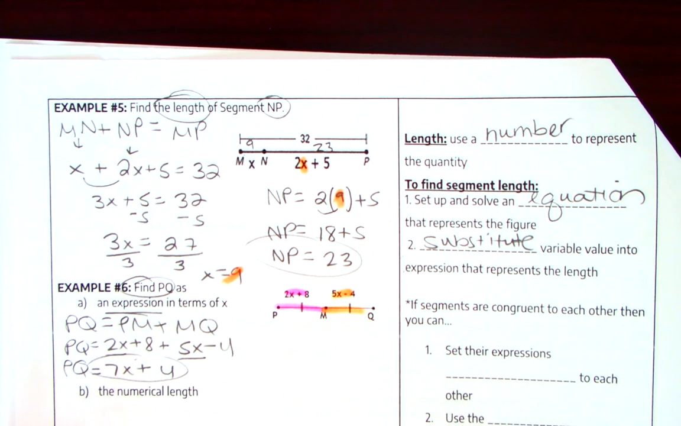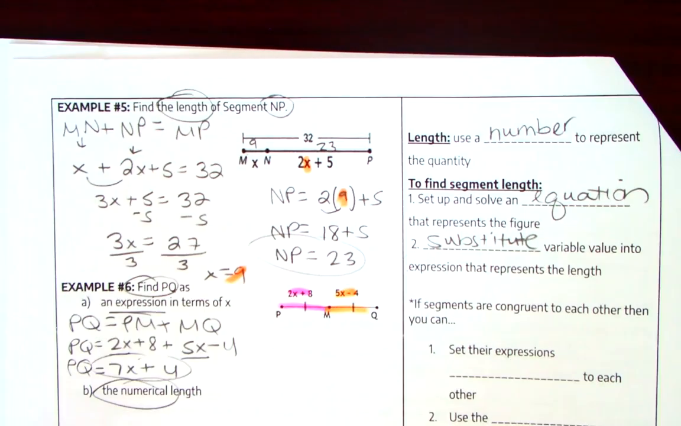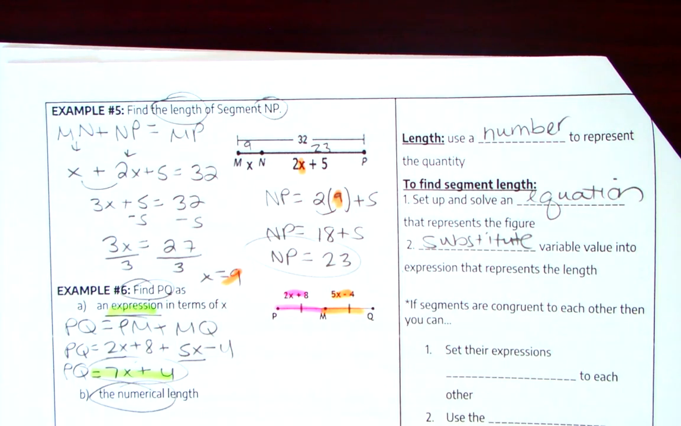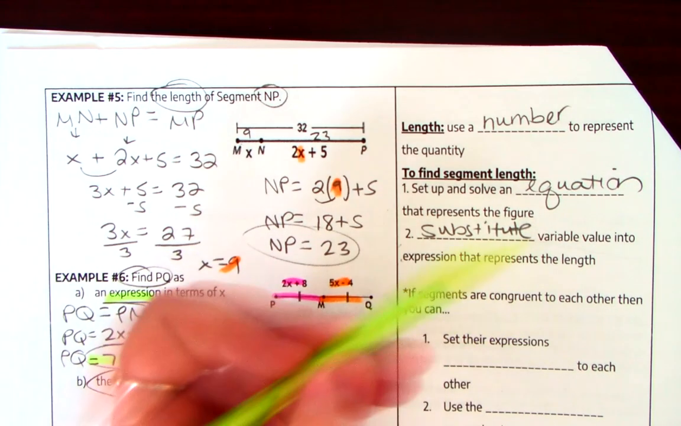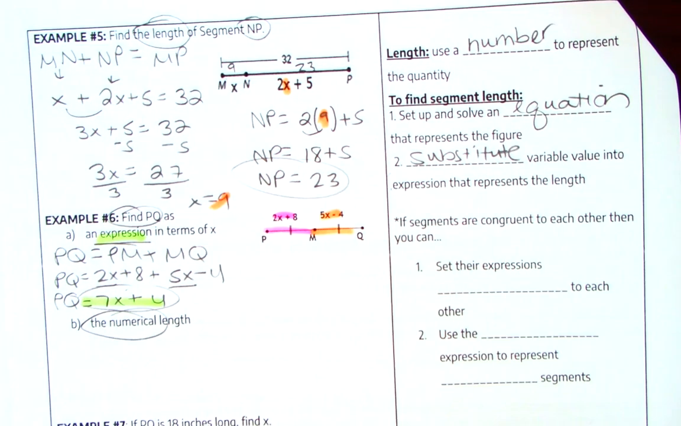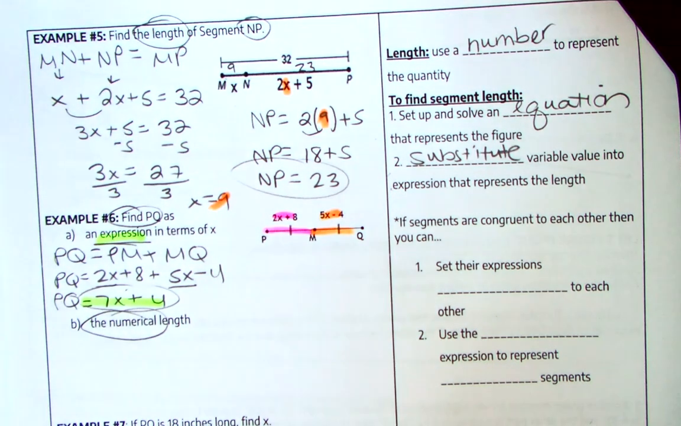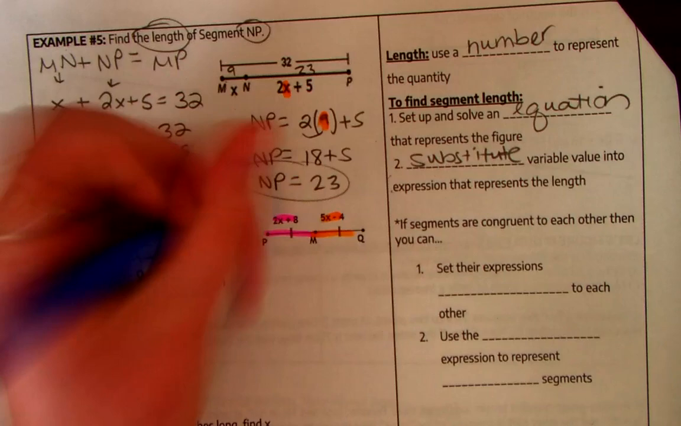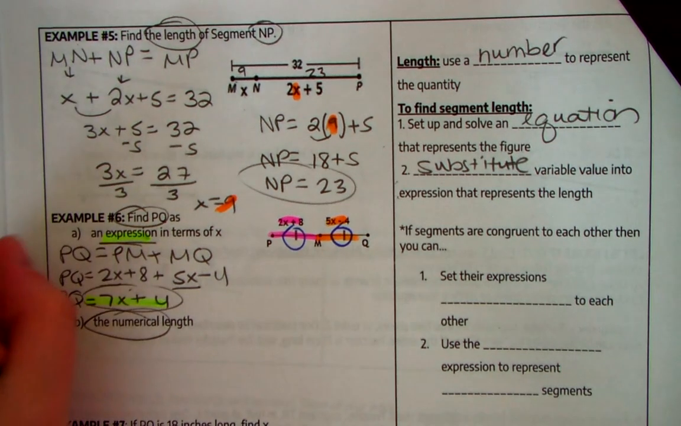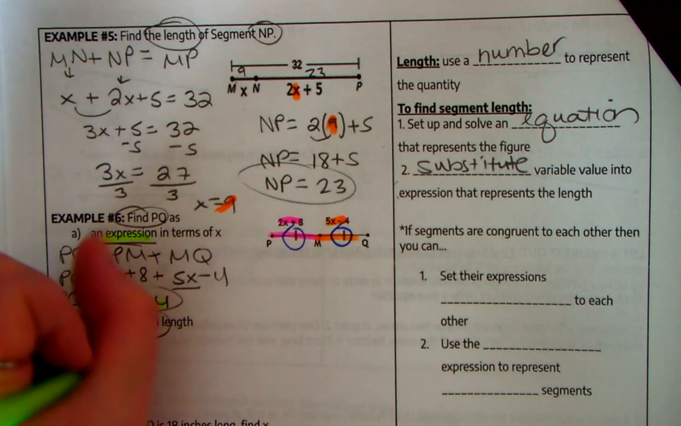Now, if I want the numerical length, this one said expression, so that's why I just did that. Now, the numerical length is like, okay, let me set up and solve an equation. So I already kind of did that here, but we don't know the length of PQ, so I can't solve. But I am noticing, oh man, tick marks. Tick marks mean that PM is going to be congruent to MQ.